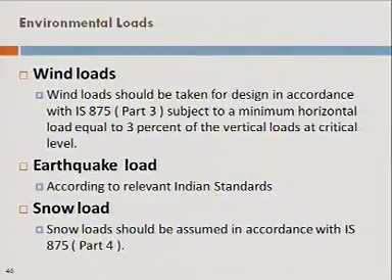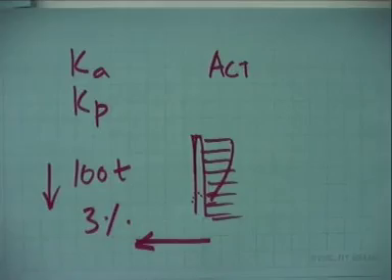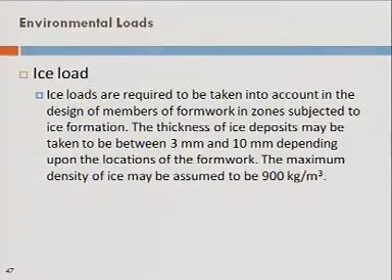Earthquake load, again you have a different code. Snow load, you have IS 875 part 4. Ice load, not relevant in India, I do not know whether it is relevant in Addis also. Ice loads, as you can see, are required to be taken into account where you anticipate that ice would be formed. The thickness of ice deposits you can consider between 3 mm and 10 mm depending on the location. The maximum density of ice you can assume to be 900 kilogram per cubic meter.